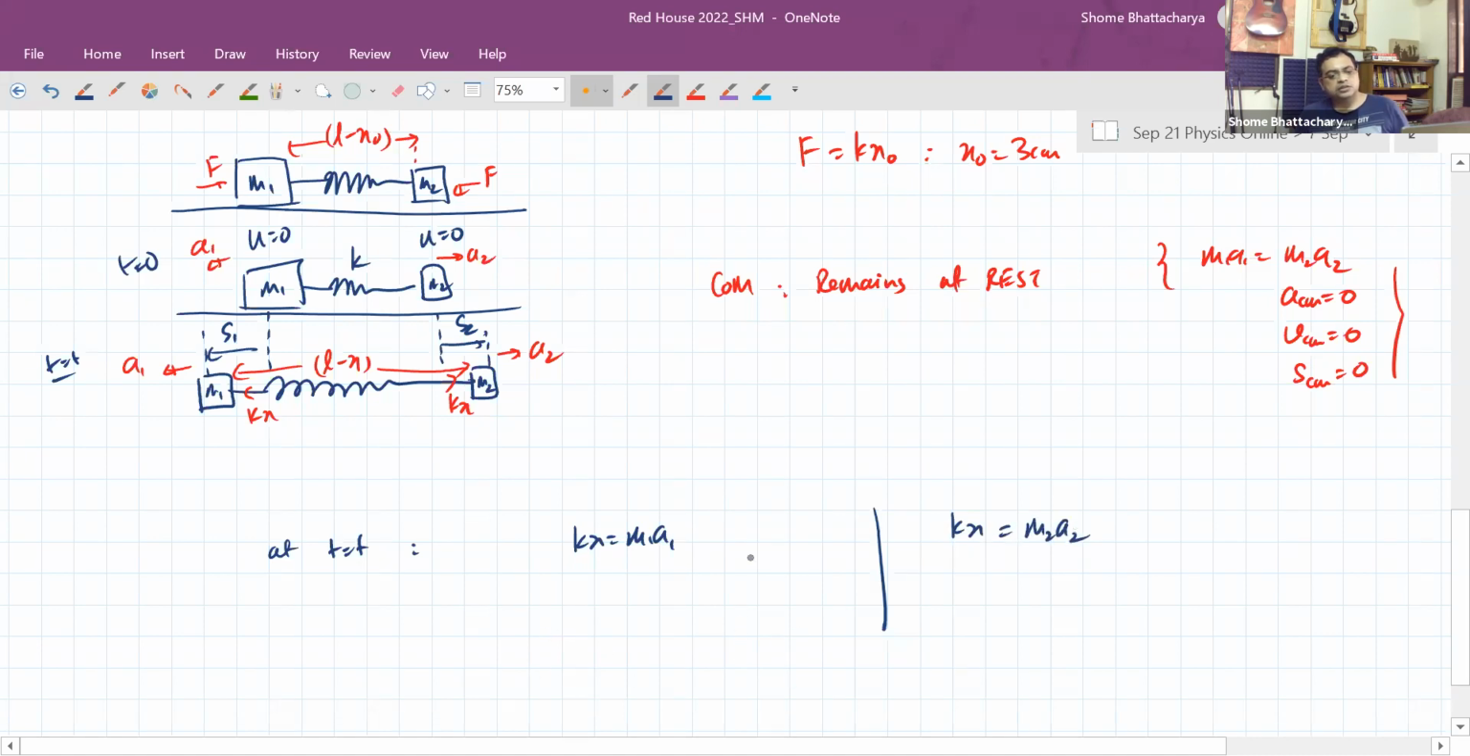Now you can see that x in general is such that x is equal to x naught minus (S1 plus S2). And in general, m1 S1 is equal to m2 S2 because the displacement of center of mass is 0. So you can write this equation like this.